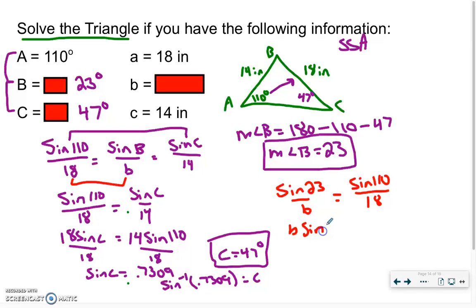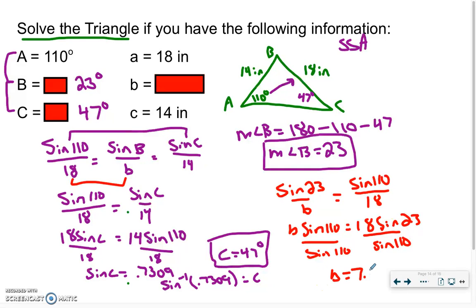So we get b sine of 110 is equal to 18 sine of 23. Divide by sine of 110. Divide by sine of 110. So we take 18 sine of 23 divided by sine of 110. And therefore b is equal to 7.5 inches.